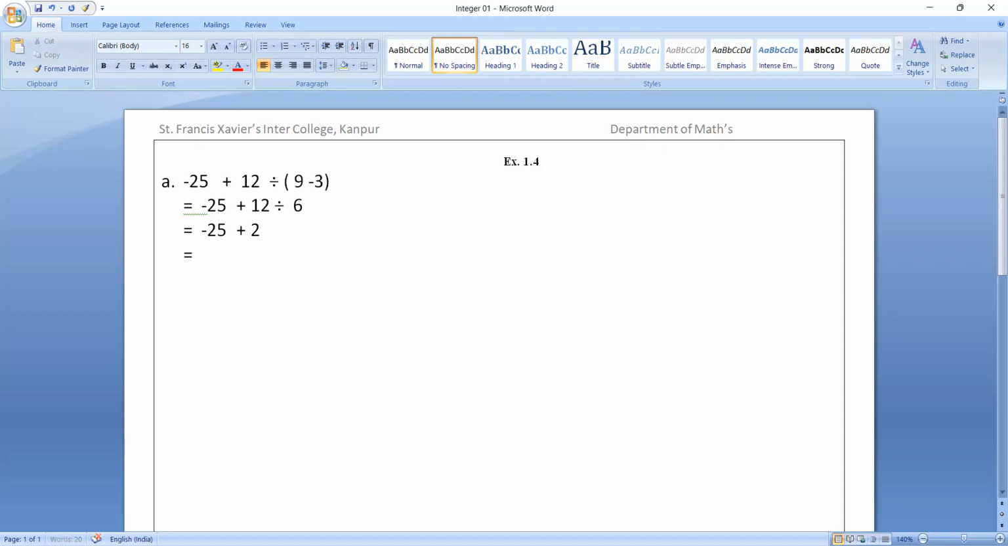Now, my dear students, this is a very easy integer equation: minus 25 and plus 2. Both have opposite signs, so we have to subtract them, which gives 23. And the sign will be negative because 25 is the bigger number. So this is how we have to solve the question, and you can see this is the answer, minus 23. My dear students, this is question number A done. Now I'm going to start question number B in the same fashion.